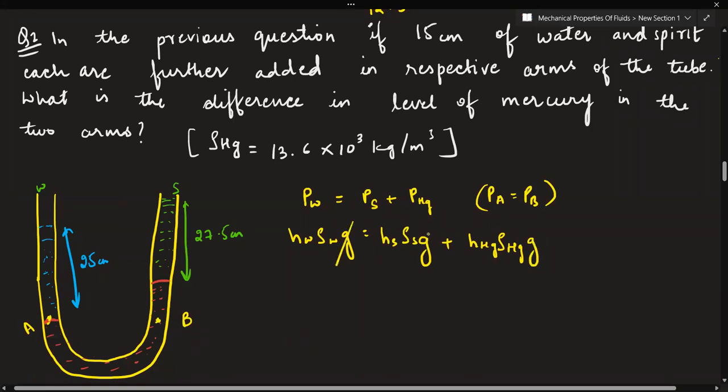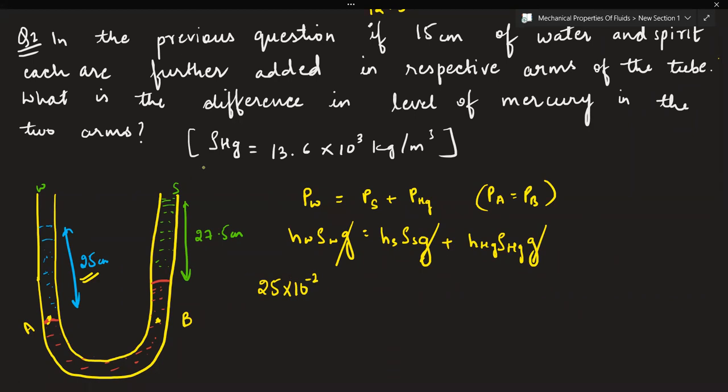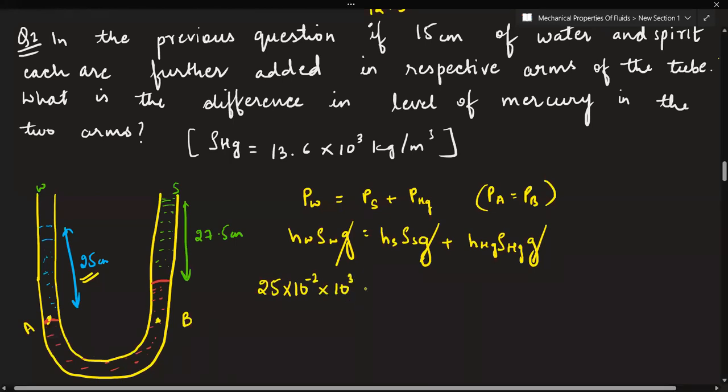Can you see, g would get cancelled out from all of these three? Because it is common, if you divide all these three by g it gets cancelled. Now see, what are you left with? h water. Is the height of the water column available to you? 25 centimeters. Yes? So height of water, I've written it 25 into 10 to the power minus 2. What is the density of water? 1000 kilogram per meter cube.